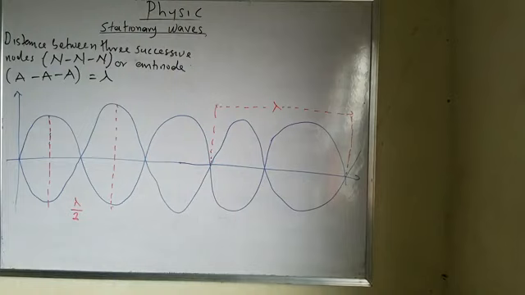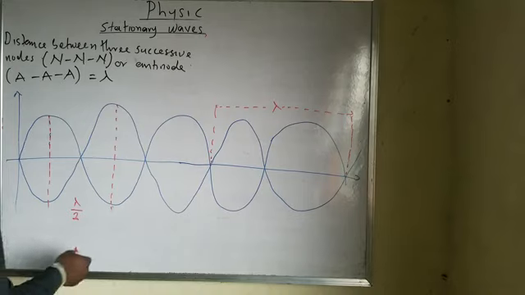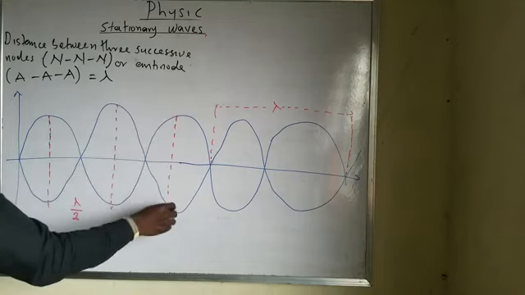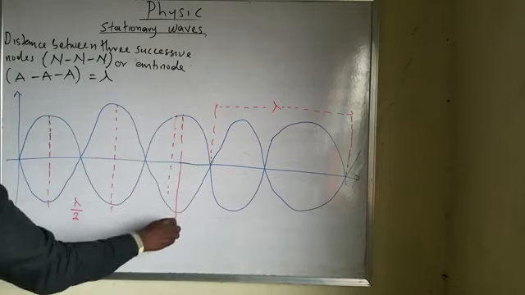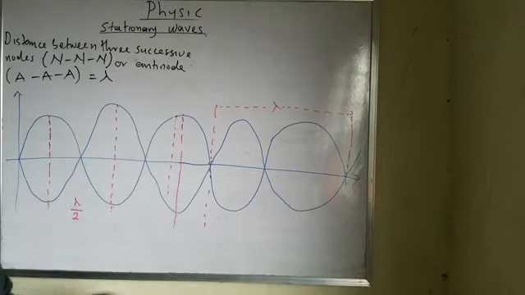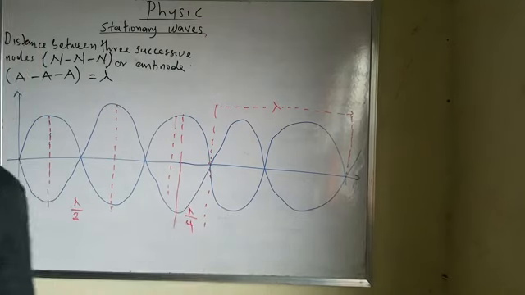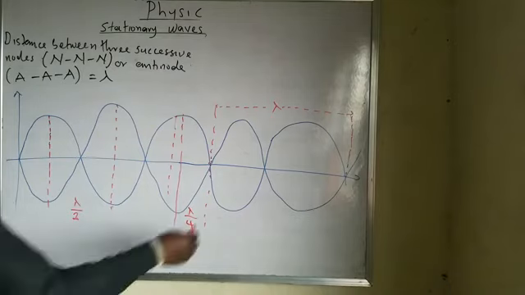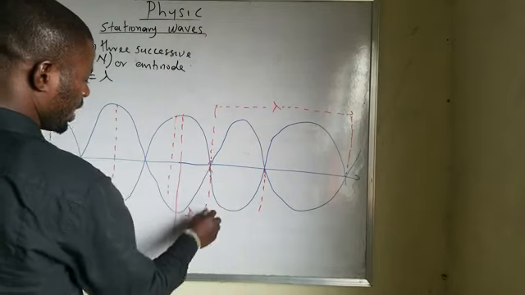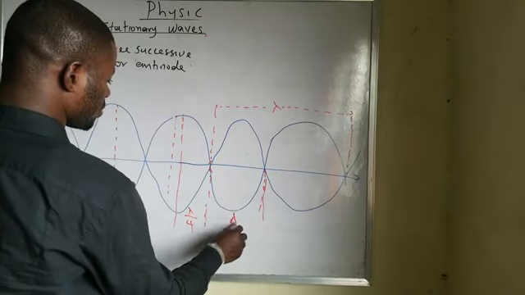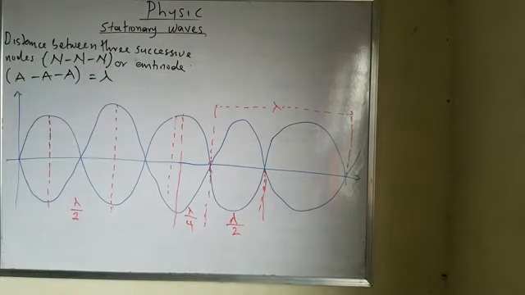And the last part of it, let me quickly get 1/4 of this. It means it will be like from here. Sorry, my hand is not straight. From here to here, which is going to be 1 node, is lambda all over 4. Lambda all over 4. And mind you, from here to here also, we have lambda all over 2. Can you see what I'm trying to explain? That is all about stationary wave.